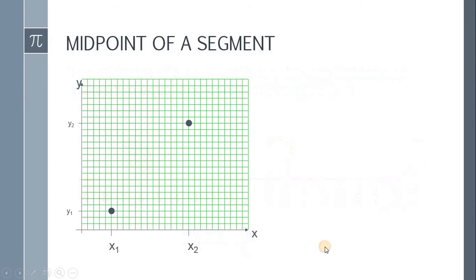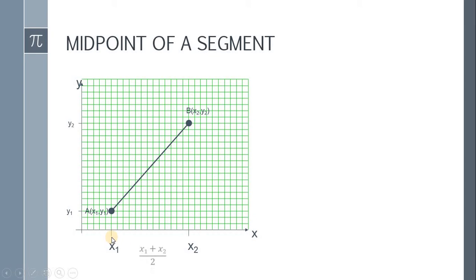Okay. Now, let's consider these 2 points on our Cartesian plane. So, we have point A, x sub 1, y sub 1. And we have point B, x sub 2, y sub 2. Next, yung goal natin is mahanap yung midpoint between these 2 points. So, paano yung gagawin natin?